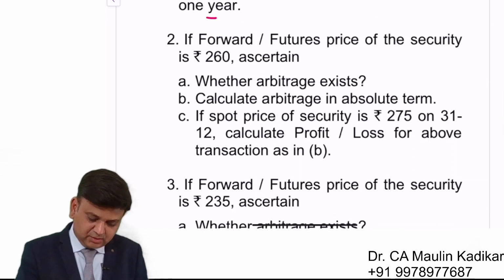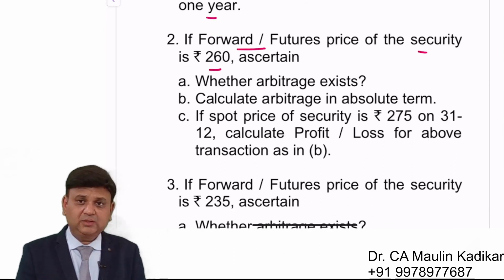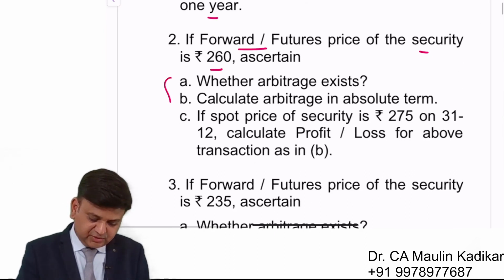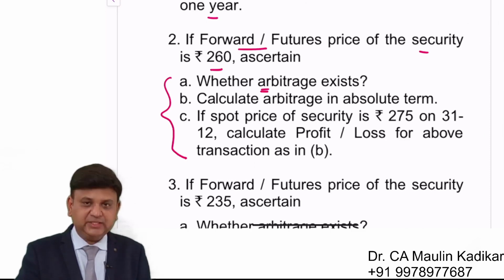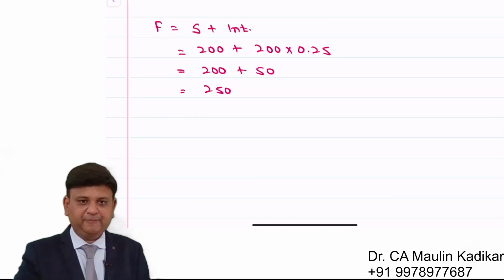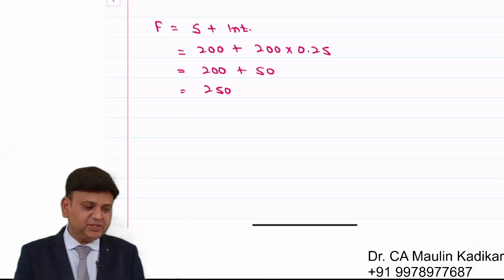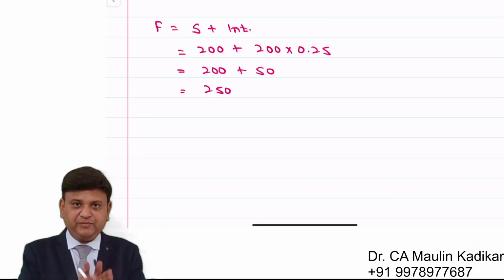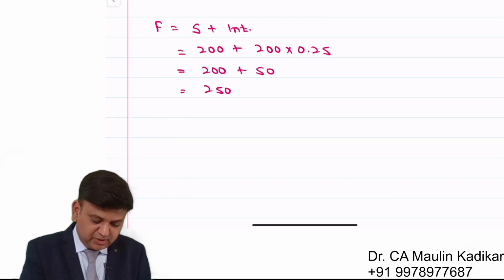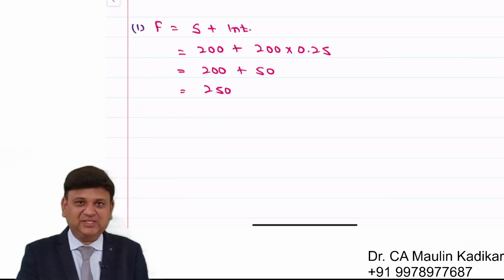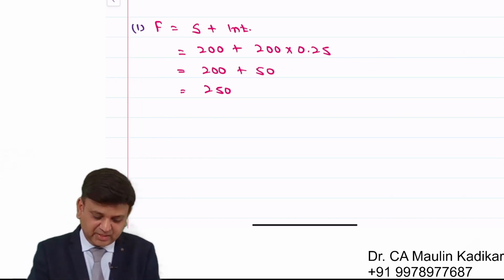Second question, if F price of the security is 260, so if at all the actual price is 260, these are the three questions. I want you to tell me answer of question number 2A in the chat box. Friends, we understand that so theoretically the price should be 250 and actual price is 260. Since both the prices are different, so arbitrage exists. Right on answer?